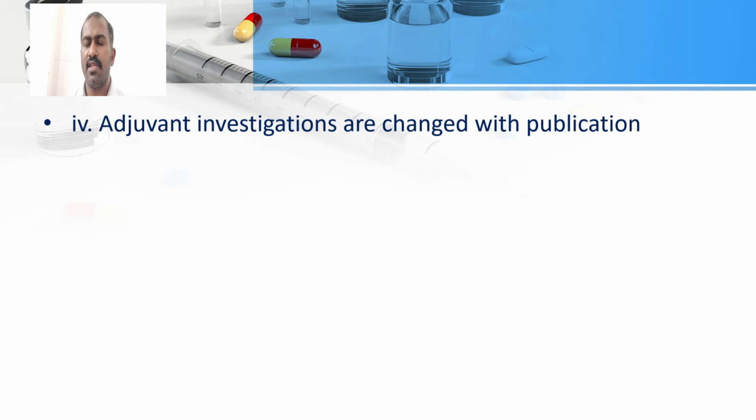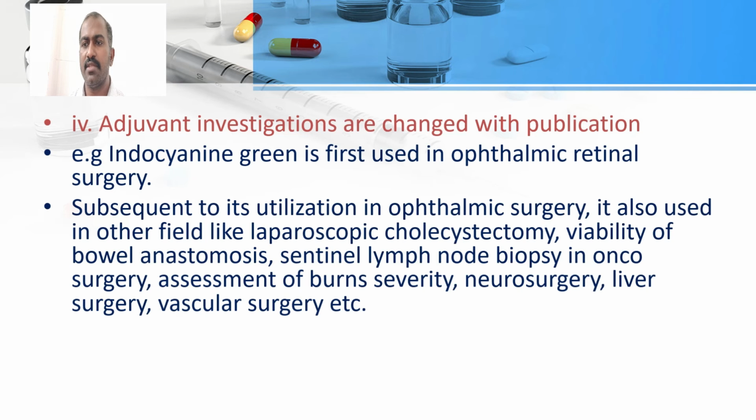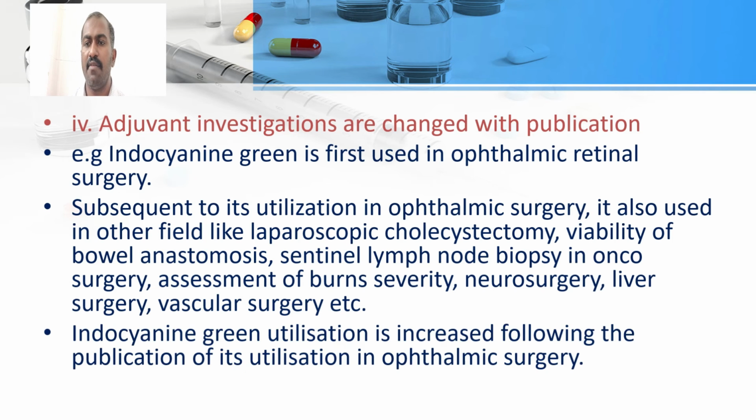Adjuvant investigations are changed with publication. Indocyanine green was first used in ophthalmic retinal surgery. Subsequent to its utilization in ophthalmic surgery, it is also used in other fields like laparoscopic cholecystectomy, viability of bowel anastomosis, sentinel lymph node biopsy in oncosurgery, assessment of burn severity, neurosurgery, liver surgery and vascular surgery. Indocyanine green utilization increased following its publication in ophthalmic surgery.